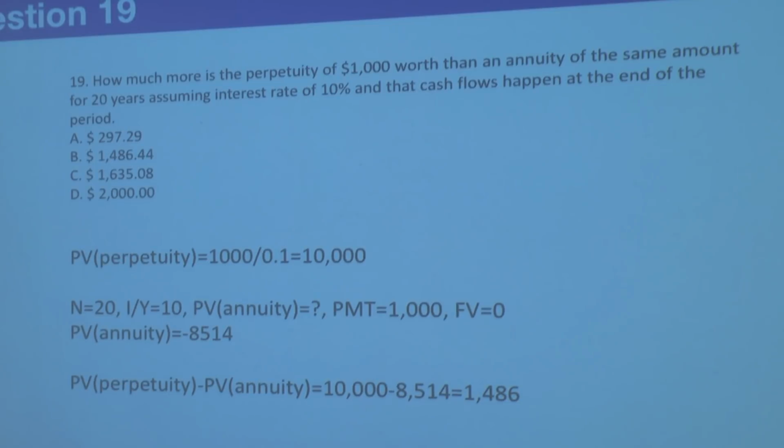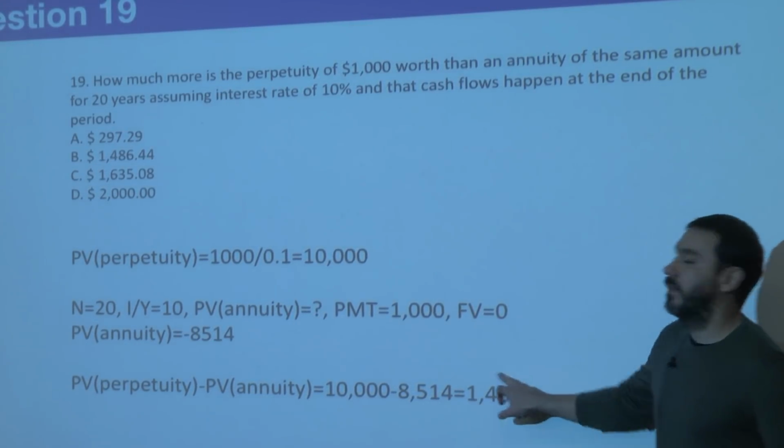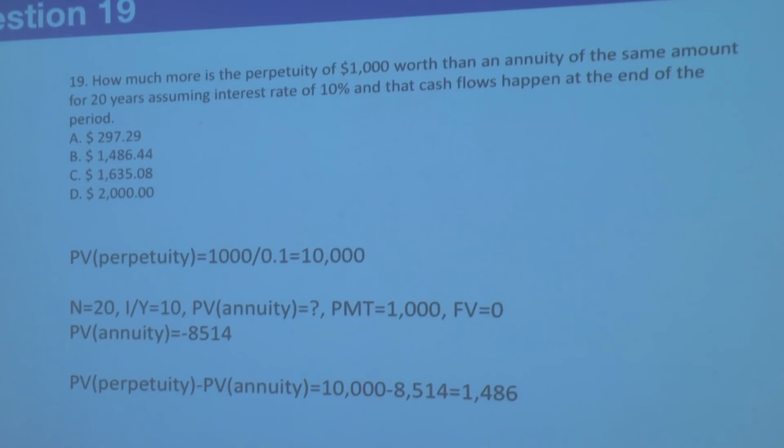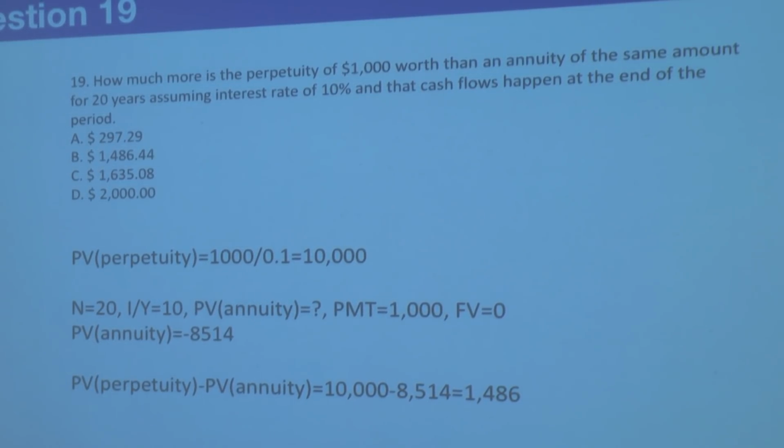Does it make sense to you? I mean, one of them pays forever, but it seems the added value of those payments is not that much. Why is that?